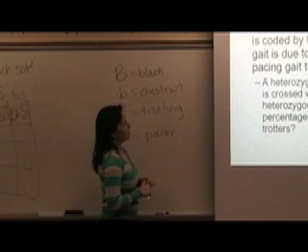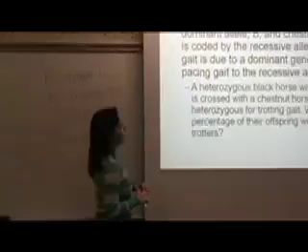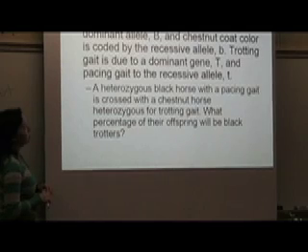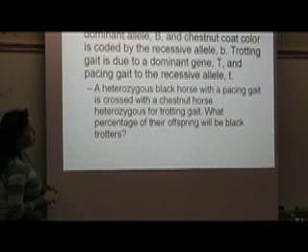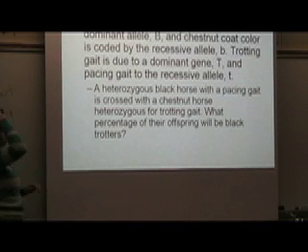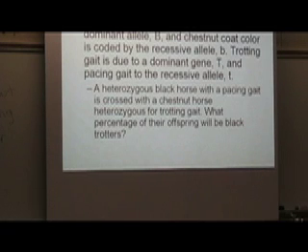The parents: a heterozygous black horse with a pacing gait is crossed with a chestnut horse heterozygous for trotting gait. What percentage of the offspring will be black trotters? Okay, so let's figure out the parents.